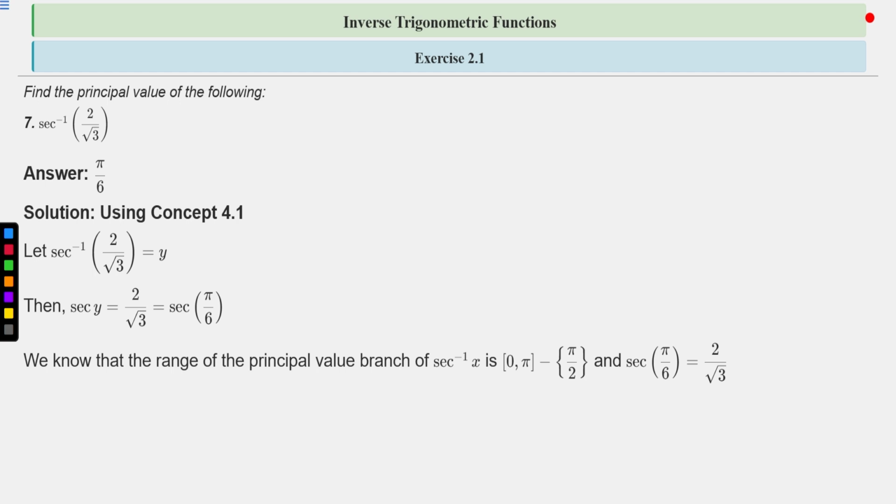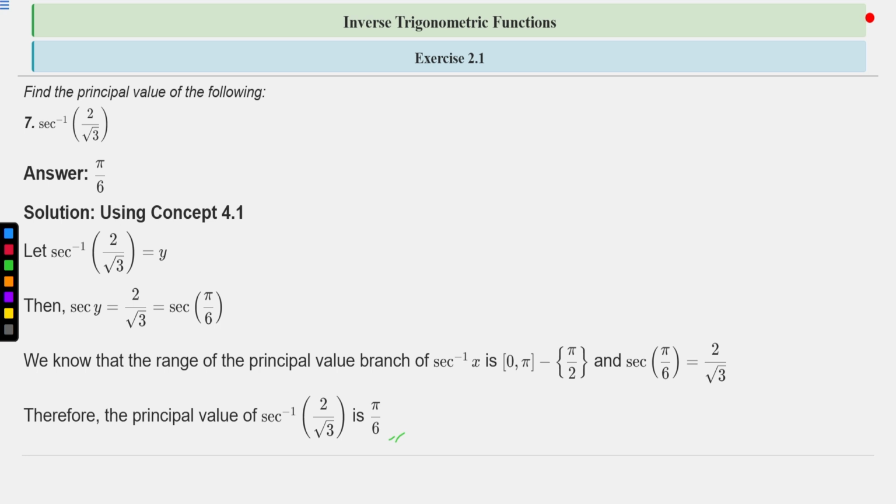Now we know that the range of principal value branch of sec inverse is basically 0 to pi except pi by 2. Why except pi by 2? Because at pi by 2, sec theta will not be defined, because sec theta is 1 by cos theta, and cos theta will be equal to 0 at pi by 2. Got it? Sec of pi by 6 is 2 by root 3, and pi by 6 lies between 0 to pi. Therefore, the principal value of sec inverse 2 by root 3 will be pi by 6.